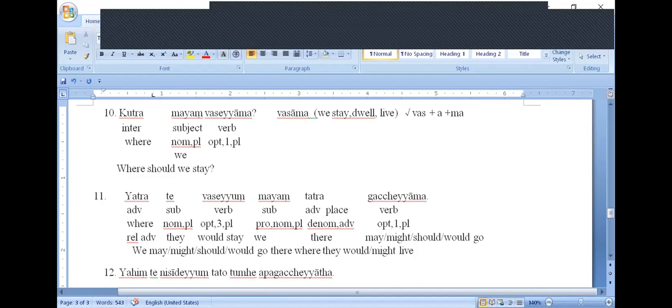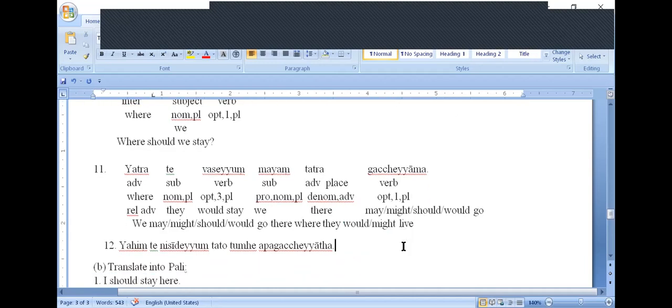So all these are optative. Now can you see this optative, right? All these are just possibility. We might go there or we might not go there. They might go, they might not. We call it potential. It might happen or might not happen. Okay, Jenny, thanks. Okay, next one.